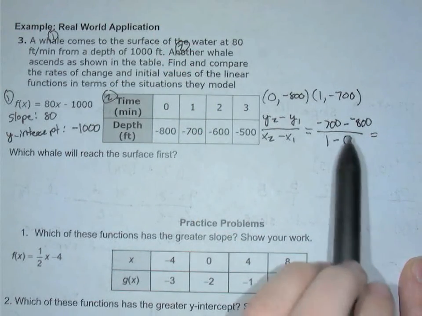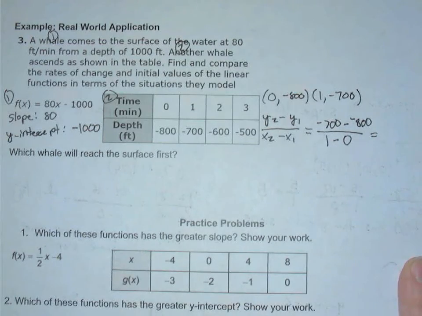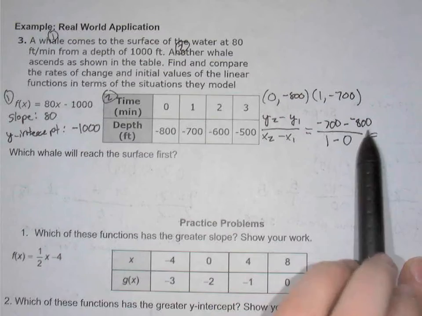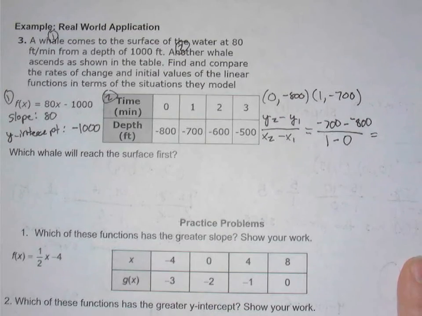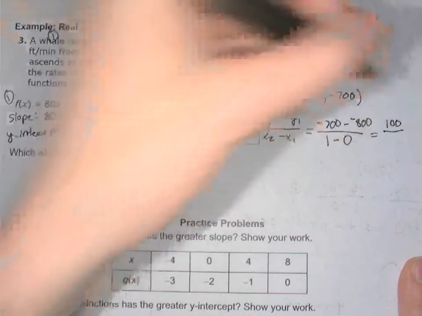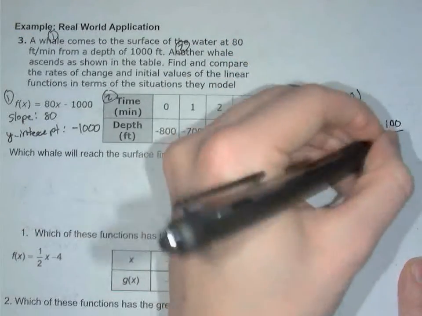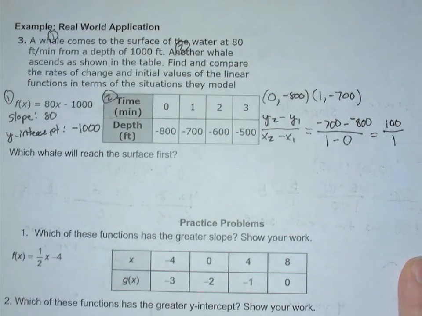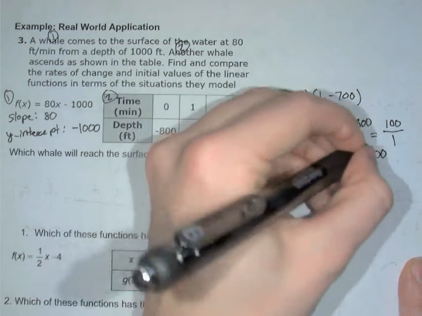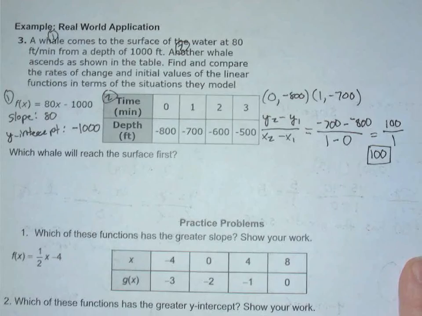So negative 700 minus negative 800. Remember, every time we have a minus and negative, we do the opposite. So it's like adding. So this problem is like negative 700 plus 800. And negative 700 plus 800 gives me a positive 100. On the bottom, 1 minus 0 is 1. Makes a pretty easy division problem. 100 divided by 1 is just 100. So the slope of that whale is 100. It's going towards the surface of the water at 100 feet per minute.